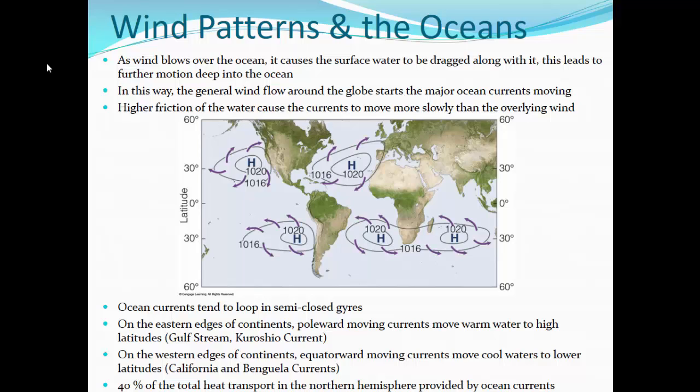So on the eastern edge of continents, like here on the east coast of the United States, poleward moving currents move warm water to higher latitudes, like the Gulf Stream, and in the Pacific, the Kuroshio Current. On the western sides of continents, equatorward moving currents move cold or cool water to the lower latitudes. That's like the California Current, or on the west side of Africa, the Benguela Current. That's where cold water is moved toward the equator. 40% of the total heat transport in the northern hemisphere occurs because of ocean currents. It's higher in the southern hemisphere because there's just more water down there.